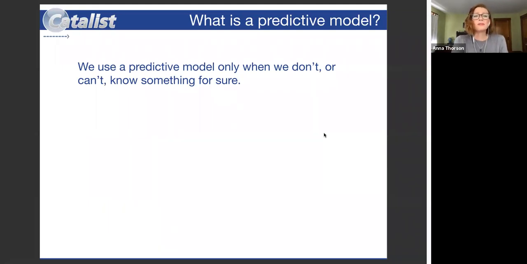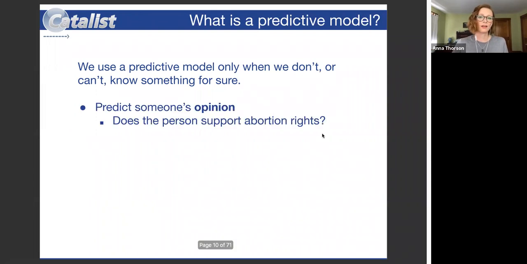We use a predictive model only when we don't or can't know something for sure. For example, if we want to predict somebody's opinion, does a person support abortion rights? Well, we can't ask 240 million people if they support abortion rights. We can't know it for sure, but we can predict it.